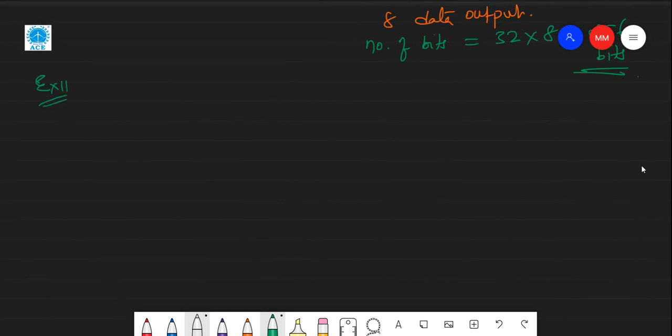Example. Now consider a ROM. I would like to take an 8 into 4 ROM. Let us see this one. So 8 is equal to 2 to the power of k. What is that k value now? K is equal to 3.